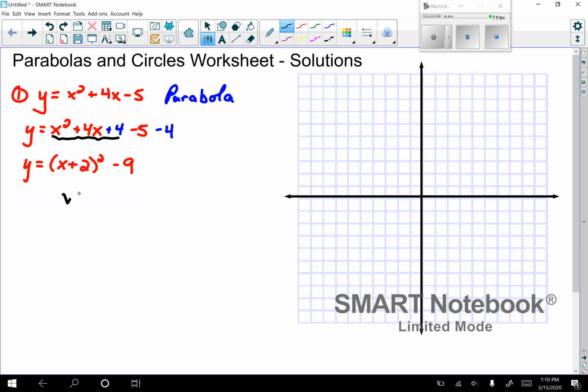So here the vertex. Because this starts with y equals, this parabola is going to open either up or down, and because a is positive, this parabola opens up. And the vertex here, this is our h, this is our k, so it's -2, -9. The axis of symmetry is x equals -2.